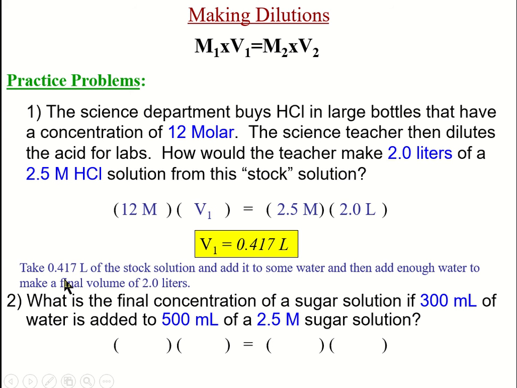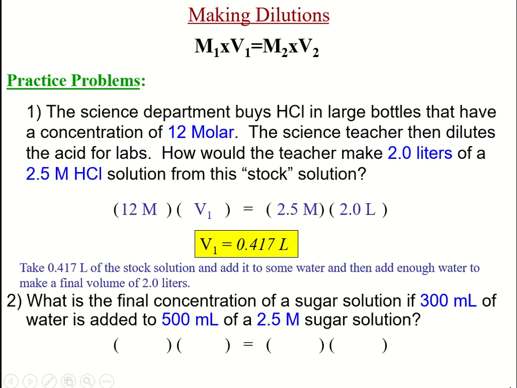Know that that's 417 milliliters, but I'm going to take 0.417 liters of the stock solution, add it to some water, because remember, acid to water, do as you oughter. Then I'm going to add enough water into that volumetric flask to make the final volume 2 liters.